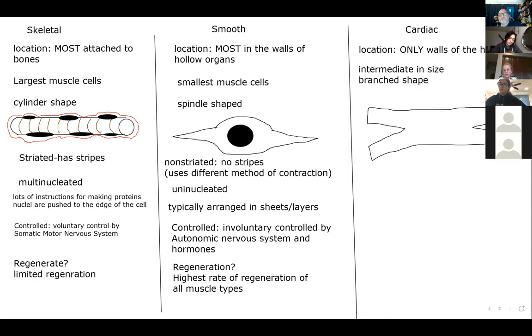Not only is it kind of in between smooth and skeletal muscle in its size, it's kind of in between in its characteristics as well. Like skeletal muscle, it is striated, meaning that it has stripes, meaning that it uses basically the same method of contraction as our skeletal muscle. Let's draw some stripes.